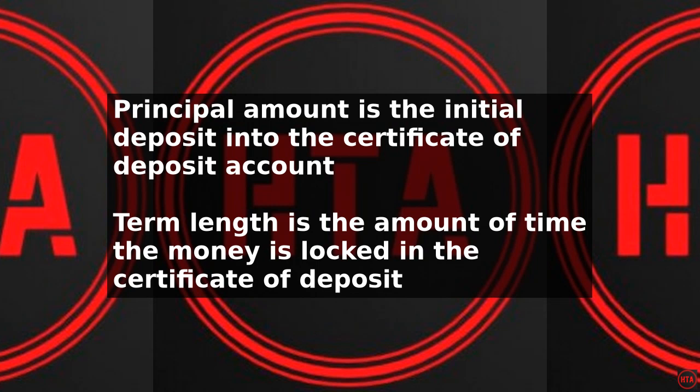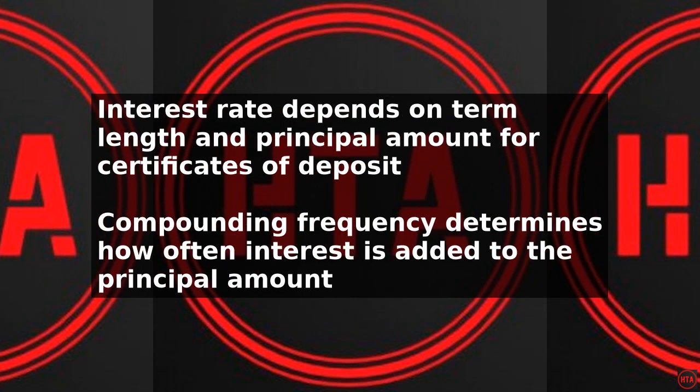To use the TD Bank CD calculator, simply enter the principal amount, term length, and interest rate. The calculator will then determine the total interest earned and the future value of the certificate of deposit. It is essential to compare rates and terms from different banks to ensure you are getting the best deal.